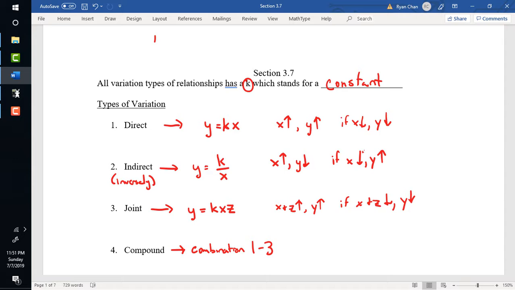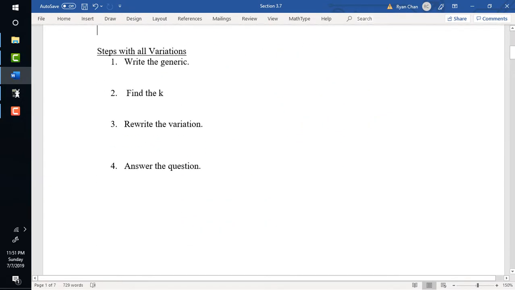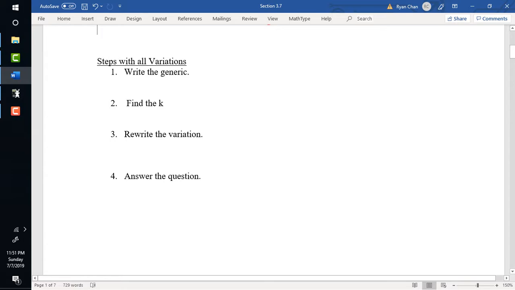So let's talk about the following here. It's not very difficult. You just have to figure out if it's direct, indirect, joint, or compound, and then all of them essentially have the same 4-step key procedures. We write the generic, which means we write one of the equations, we set it up, we find our k, we rewrite the variation equation, and then we answer the question. Let me look at a couple examples.